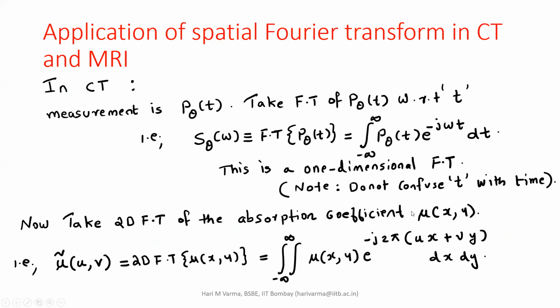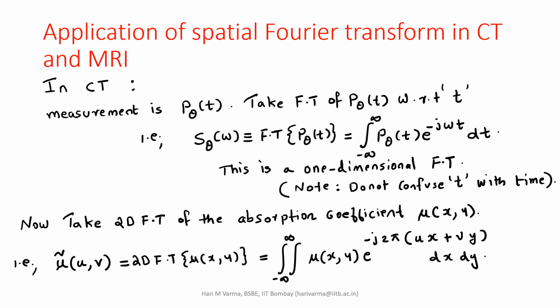So we have already seen that there are ways. The measurement in computer tomography is P theta of t, right? The projection data, and from the projection data, we have to reconstruct the absorption coefficient. And we have done a method called back projection, where we project the data back to the object domain, then rotate it and keep adding it. That will give me some image that we have already seen.